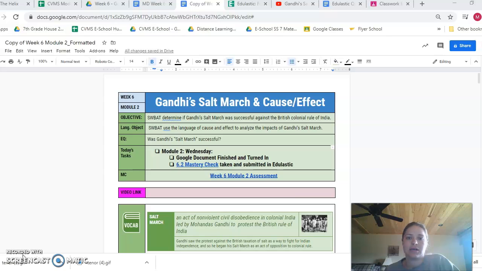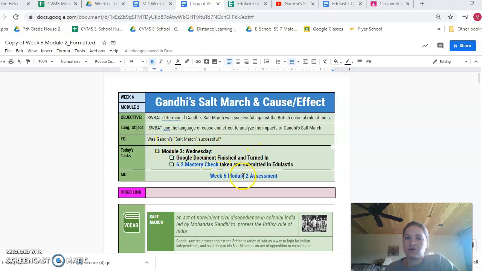We are going to continue talking about Gandhi, and we're going to look at an event that occurred under his protests and resistance movements called the Salt March. Our objective for today is that students will be able to determine if Gandhi's Salt March was successful against the British colonial rule of India. Our central question is, was Gandhi's Salt March successful?